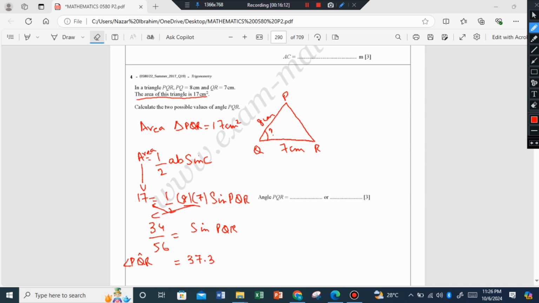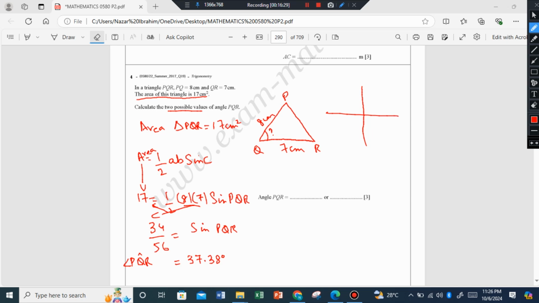Now this is the angle 37.38. Now the question says to calculate the two possible values. How are there two possible values? Let's see the four quadrants.